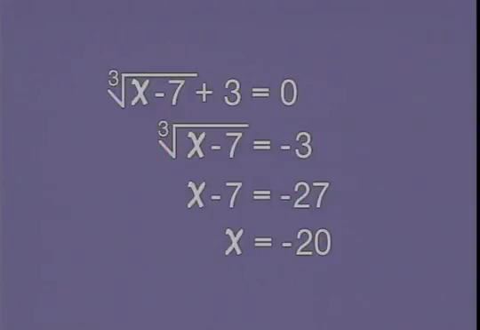We subtract 3 from both sides, and we cube both sides, as is highlighted on the third line, and we solve. We get x equals negative 20. If you replace the x in the original equation with negative 20, we get the cube root of negative 27, which of course is negative 3. Cube roots, odd roots, can be taken for negative numbers and you get a negative answer. And of course negative 3 plus 3 equals 0, so that checks.